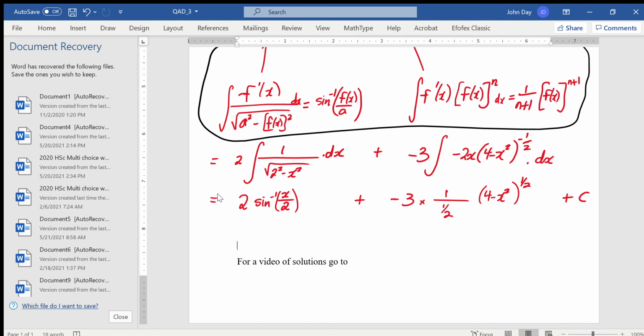It says find an antiderivative, so I only need one particular of them. So this is 2 inverse sine of x on 2, and that'll be minus 6, and that's just root 4 minus x squared, because 3 divided by a half is 6. And I'll pop plus c, but because it said find an antiderivative, I believe I've answered the question.